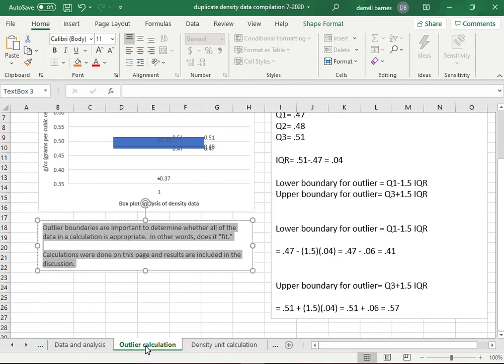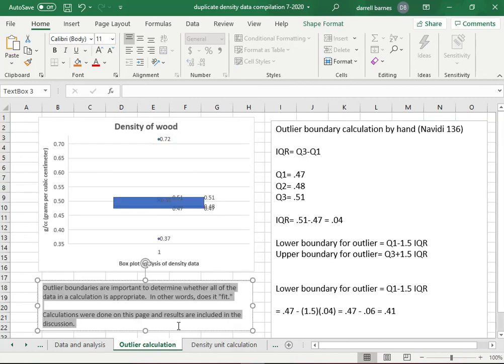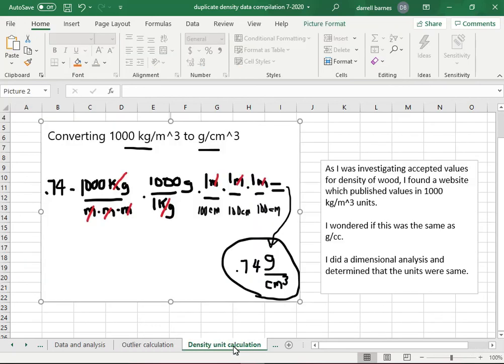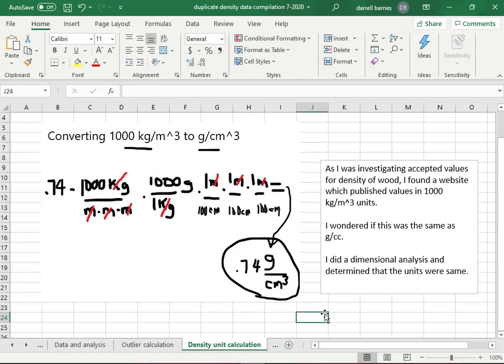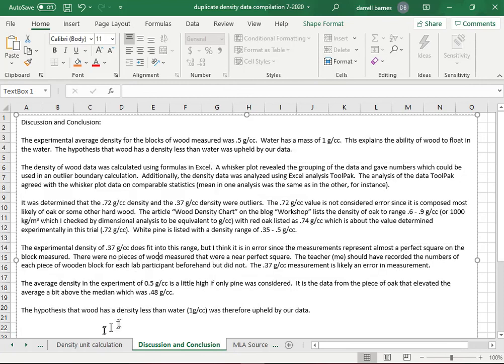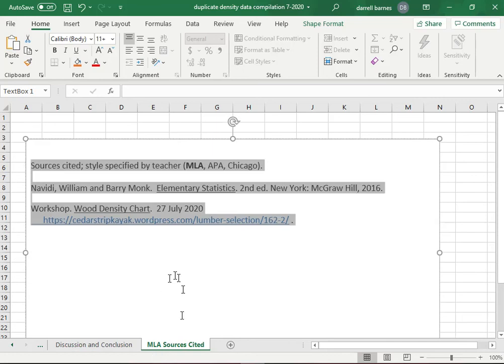Let's go to the Outlier page. Very good. We're good here. Density unit, I think good here. And then lastly, discussion. We're good there. And then sources cited. Okay, that is a 25-minute third draft.